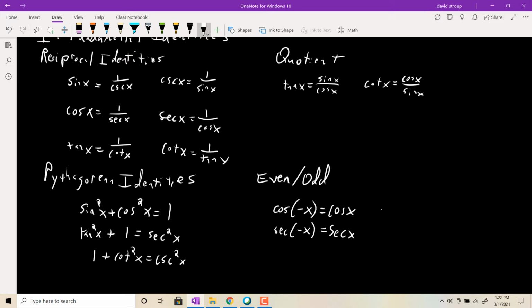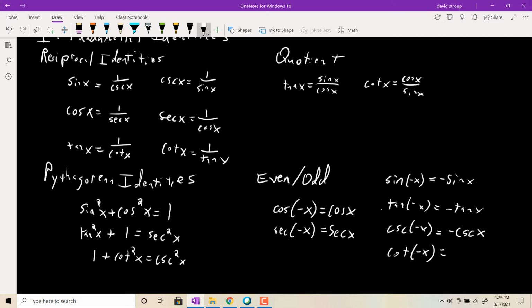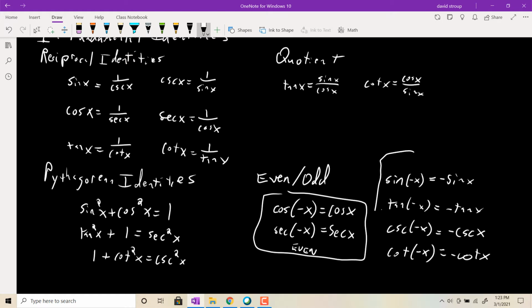Let me just list them out here. Sine of negative x, tan of negative x, cosecant of negative x, and then cotan of negative x. Because these are odd, you'll just end up with a negative on the outside. So negative sine x, negative tan x, negative cosecant x, and then negative cotan x. Okay. So cosine and secant are the only even ones, and then everybody else is odd.